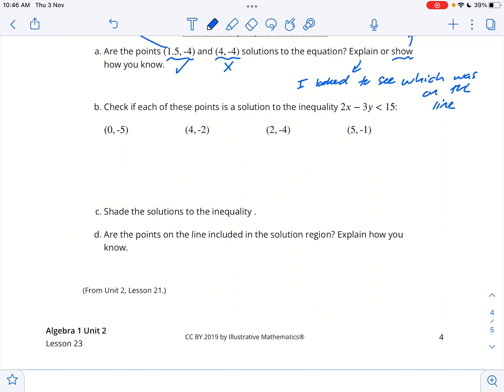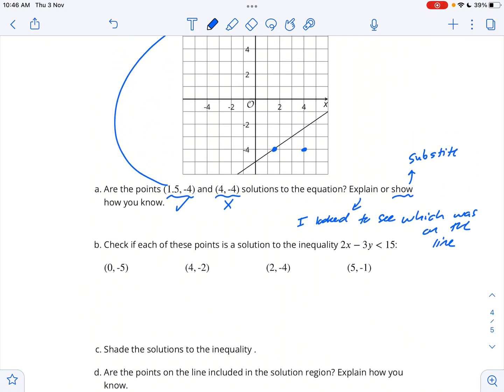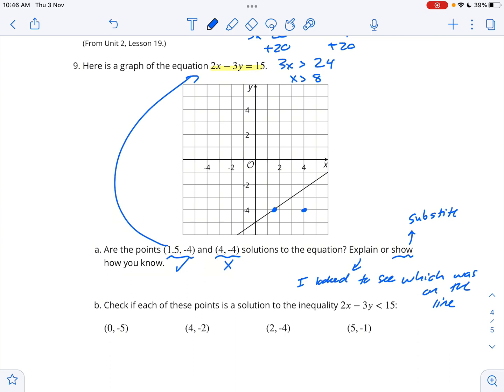Claim, evidence, reasoning. Check if each of these points is a solution to the inequality 2x minus 3y is less than 15. So again, I could plug all of those in, or I could look at that graph. Now I graphed the line 2x minus 3y equals 15. So when I put a less than 15, that means first of all, this should be a dotted line or a dashed line, because I don't want to include the points on that line. And then I need to figure out which side I am going to shade. Well, I would probably check the point (0, 0) and plug that in. That would give me the statement 0 is less than 15, which is true. And so that tells me (0, 0) is a solution.